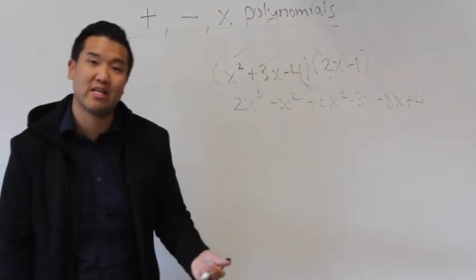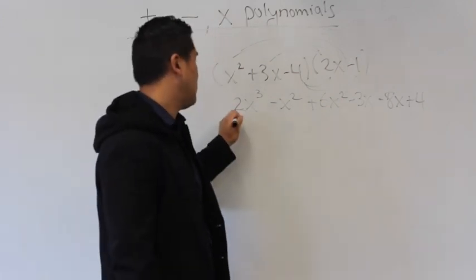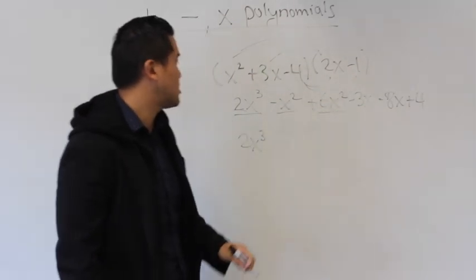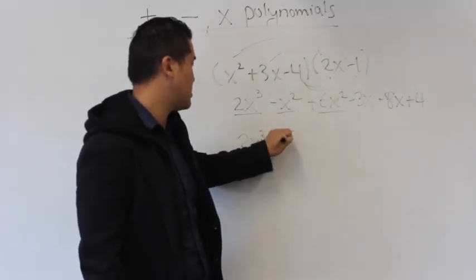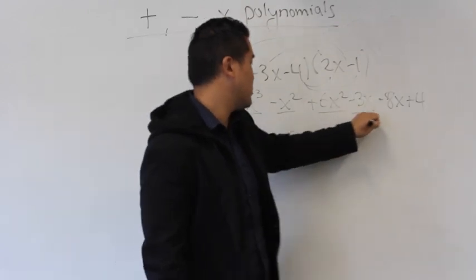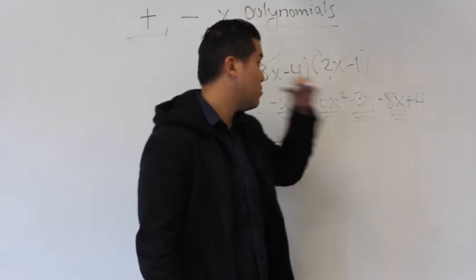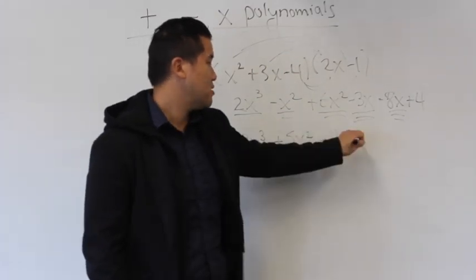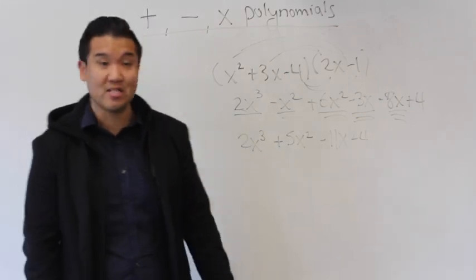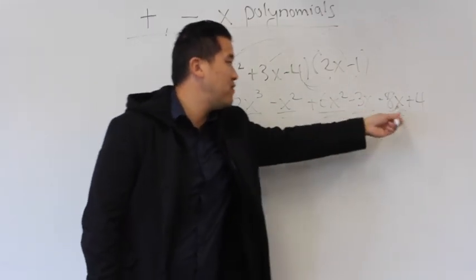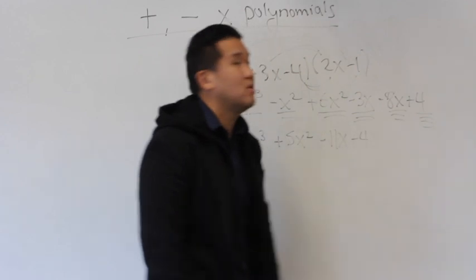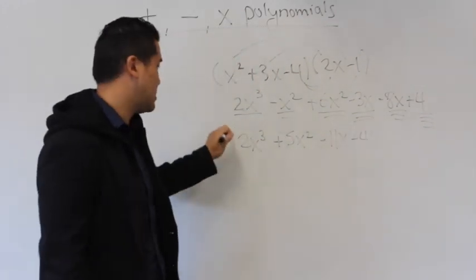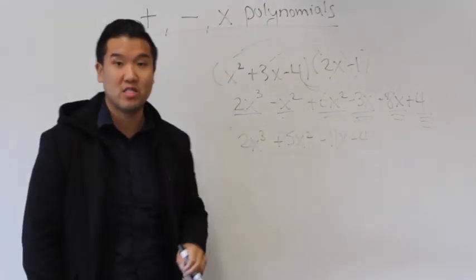Lots of values, this is why I like to be organized and underline my terms. My highest is 2x cubed. There's nothing else. Then we go to our x squareds, which is what? Plus 5x squared. And then you go to your next guy, which is negative 3x minus 8x. You have minus 11x. And you have a 4 at the end. But once again, it's organized. I hit up all my values. I use them all, and then I have my answer from highest exponent to lowest exponent.